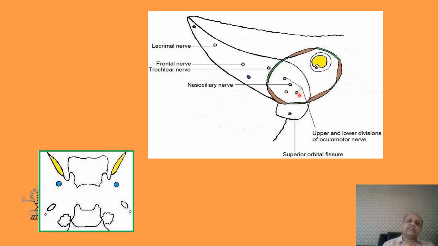This division, students, leaves the skull by passing through this foramen rotundum. You see the foramen rotundum here, and then it goes into the pterygopalatine.